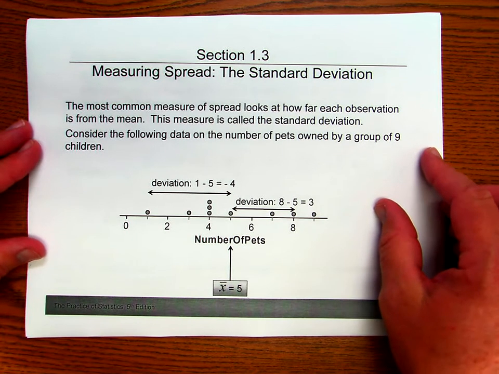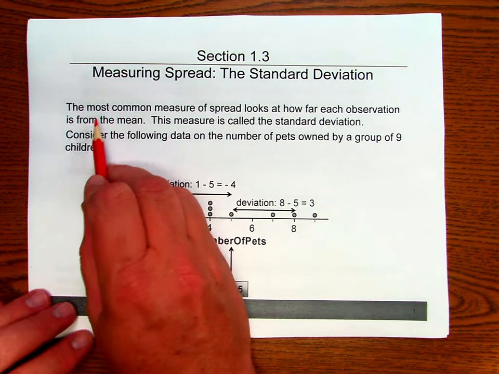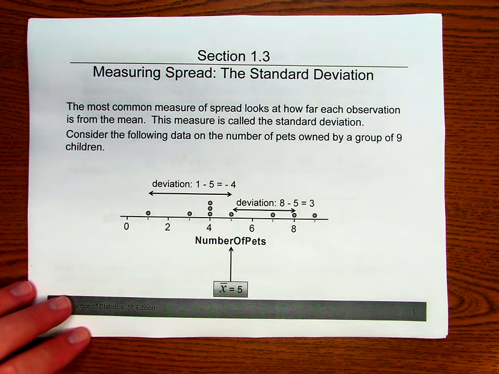All right, focus for today's lesson, standard deviation. First slide. The most common measure of spread looks at how far each observation is from the mean. This measure is called the standard deviation. Consider the following data on the number of pets owned by a group of 9 children.